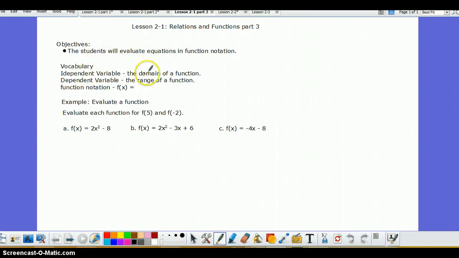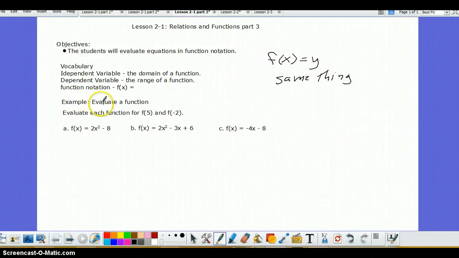So our independent variable is the domain of the function, our dependent variable is the range of the function. Function notation just means that there's f of x. You should remember from Algebra 1 that f of x equals y. They're the same thing. So function notation is just another way of writing y.